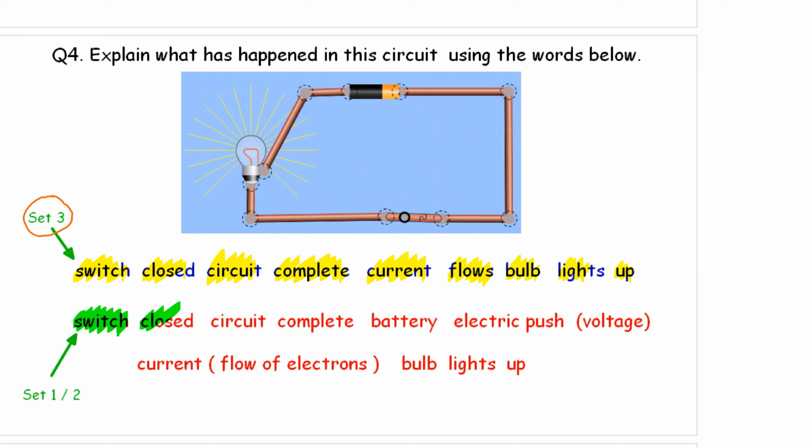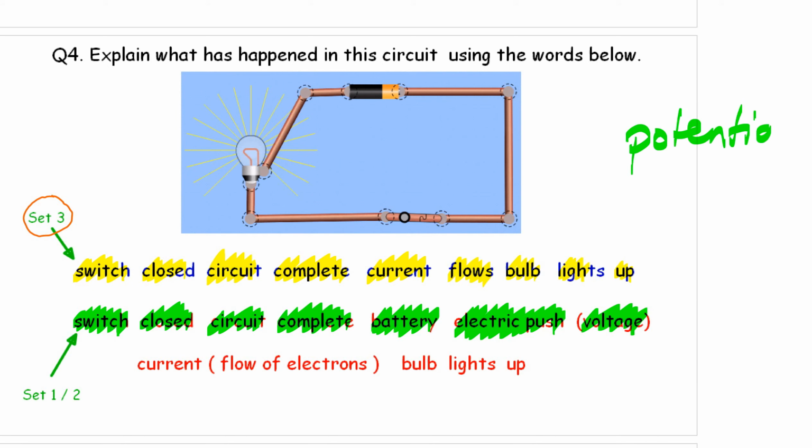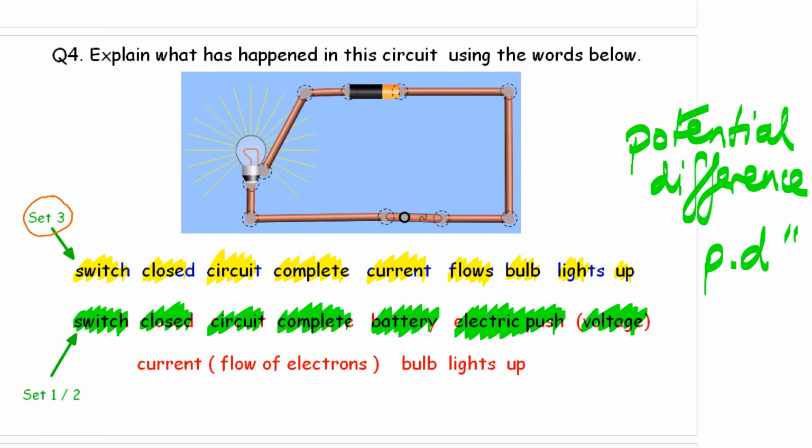When the switch is closed, the circuit is complete. The battery provides the electrical push called voltage or potential difference or PD, which allows current, which is the flow of electrons, to move around the circuit. The current is the flow of electrons, and this allows the bulb to light up.